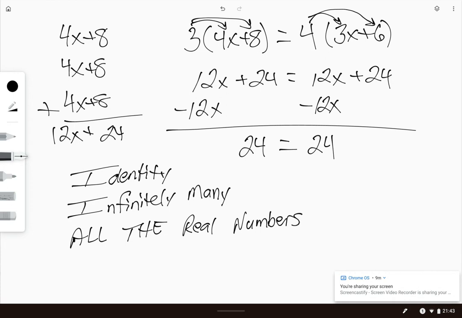could be substituted into this equation, and it's still going to be a true statement. Okay? So whenever you see something that looks like this on the bottom line, it's an identity. It looks the same on both sides. Infinitely many, because there can be more than one solution. All the real numbers could be a solution to this particular equation.